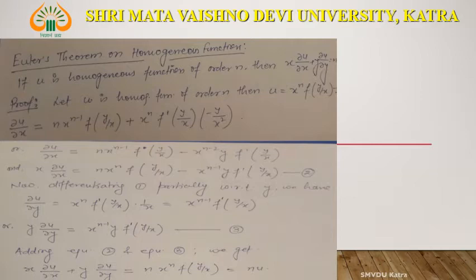Euler's theorem helps here: u can be any complex function, but the condition is that u is homogeneous. Remember that you can only apply Euler's theorem if the function is homogeneous, otherwise you can't go for it. If u is a homogeneous function of degree n, then x into del u by del x plus y into del u by del y is equal to n into u.